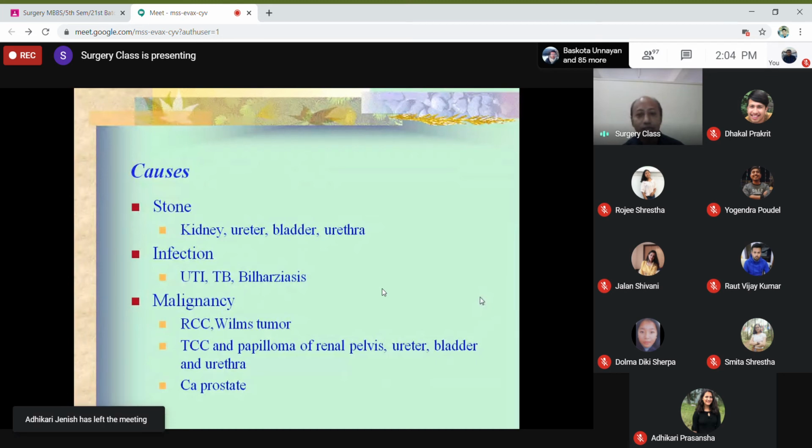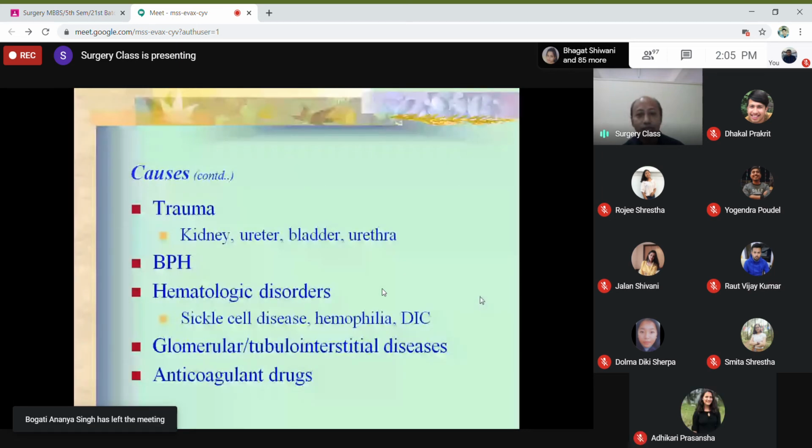And BPH itself can cause hematuria because of enlarged veins in the bladder neck. And don't forget about asking the history of hemophilia, sickle cell disease, their geographical regions and siblings affected with this disease. And similarly, glomerular and tubulointerstitial disease like interstitial nephritis, glomerulonephritis, IgA nephropathy, all these can give rise to hematuria. And use of anticoagulant drugs like aspirin. Don't forget to ask this history also.